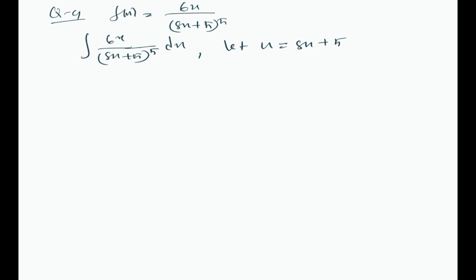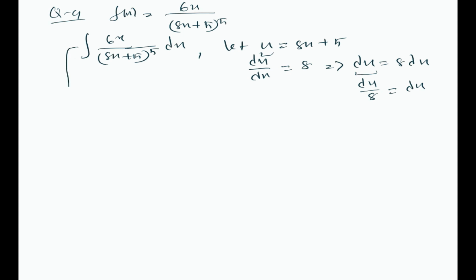I have taken u, so the derivative of u, d/dx of u, is equal to only 8. So we can write du is equal to 8 dx. And now dx would be du over 8. Why I'm taking this, I will tell you later. So now I have u, I have du. For substitution these two things are fine.